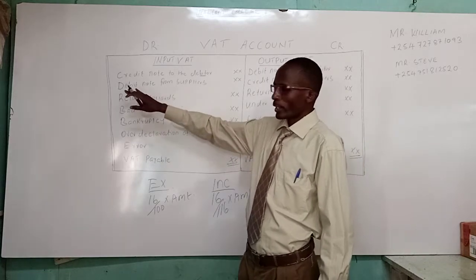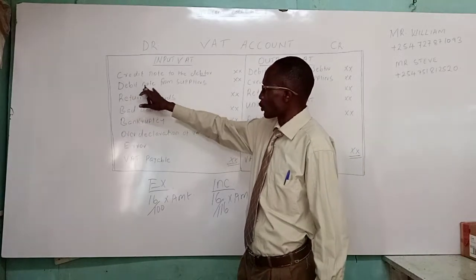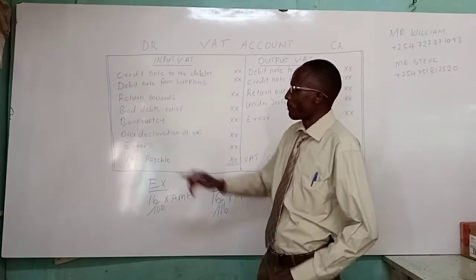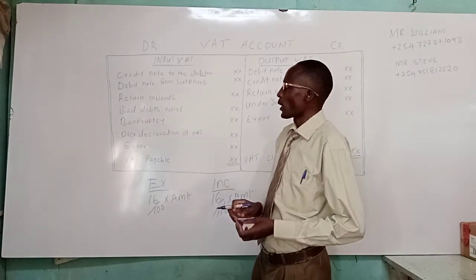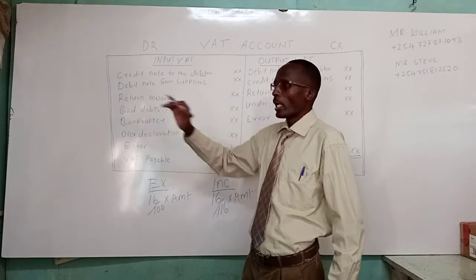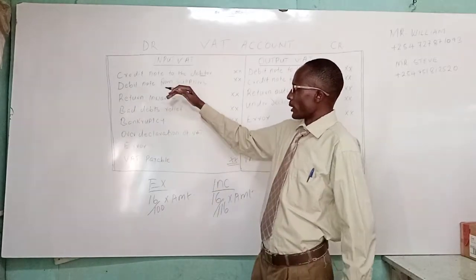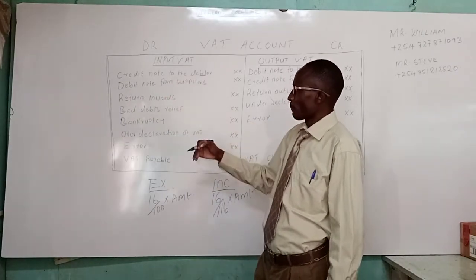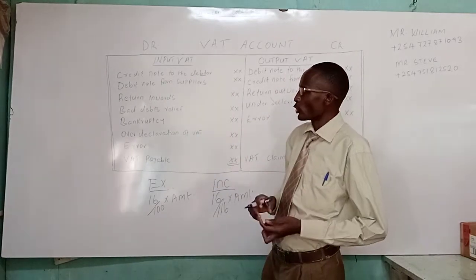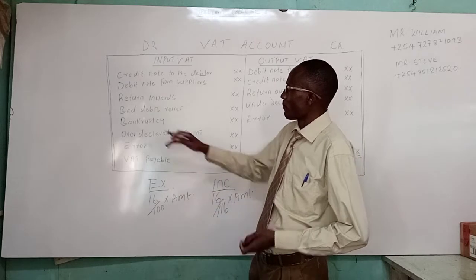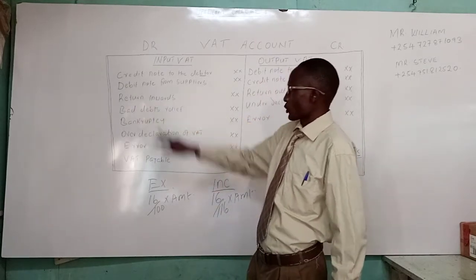Number two, on the debit side, is the debit note from the supplier. What is a debit note? A debit note is issued where there is an undercharge. This is coming from the supplier. We are saying debit note from the supplier. It is the supplier who has issued you with a debit note and he is telling you that we undercharged.